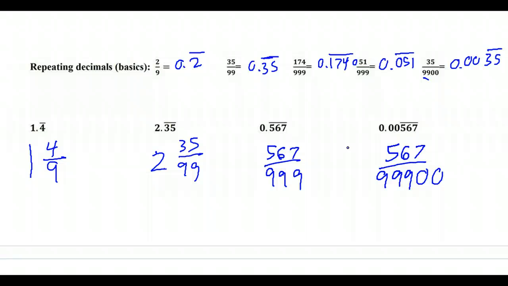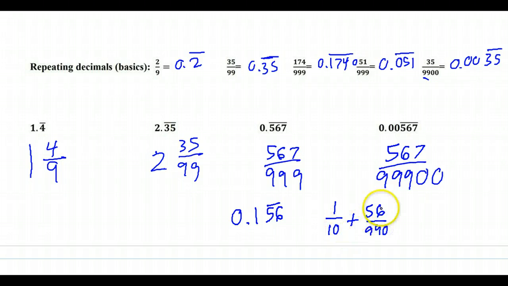Sorry. If you have something like this, 0.1 and then 56 repeating, it's not as clean. It's not going to be 156 over 9. What we have here is 1/10 plus, and this is where it gets tricky, 56 over 990, and then you have to add them together. It's a little bit trickier. But hopefully we will not run into any of those because we're doing very, very basics.